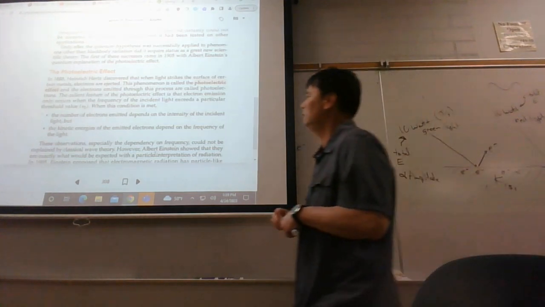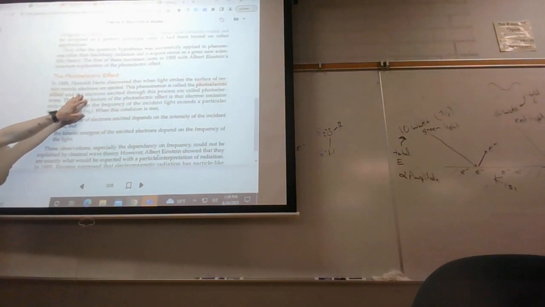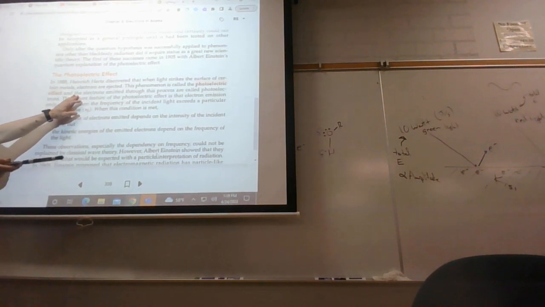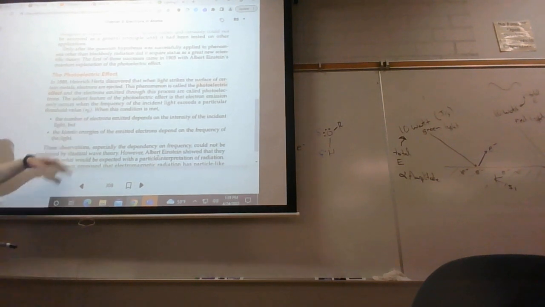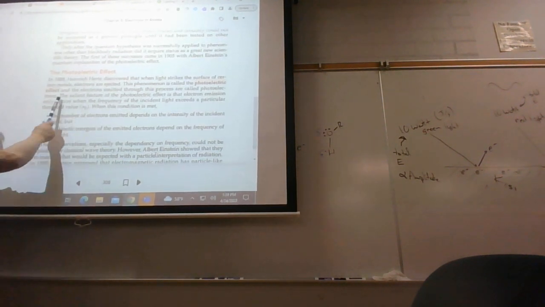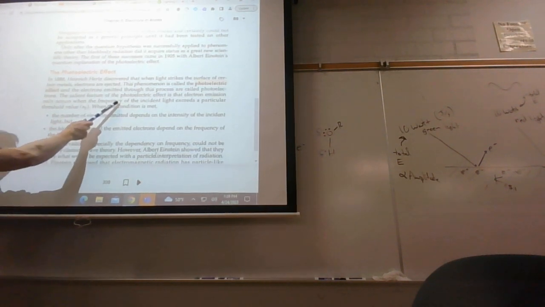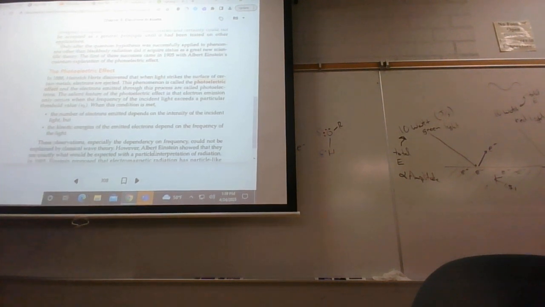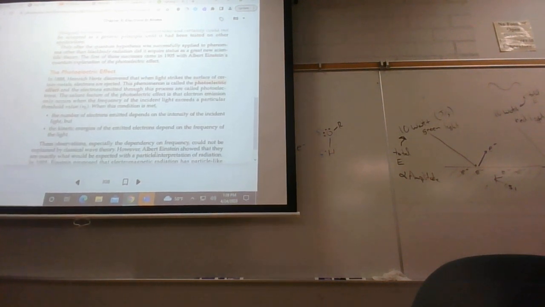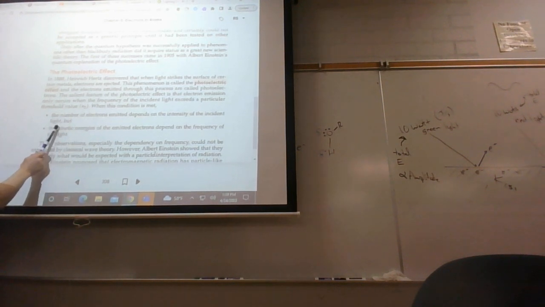And so this is called the photoelectric effect. The photoelectric effect is shining light on the metal and knocking electrons off. The electrons emitted through this process are called photoelectrons. So the salient feature of the photoelectric effect is that the electron emission only occurs when the frequency of the incident light exceeds a particular threshold value. When this condition is met, the number of electrons emitted depends on the intensity of the incident light.